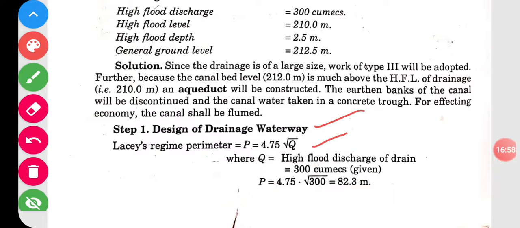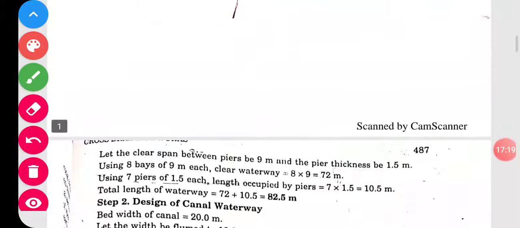So Q is the discharge in the drain, that is 300 cumecs. So we put Q is equal to 300. So P is equal to 4.75 into under root 300. This will be the waterway. Then after that we will go to the next stage.